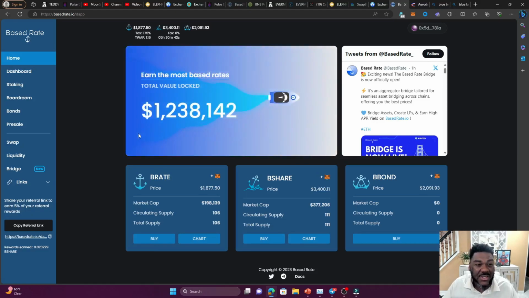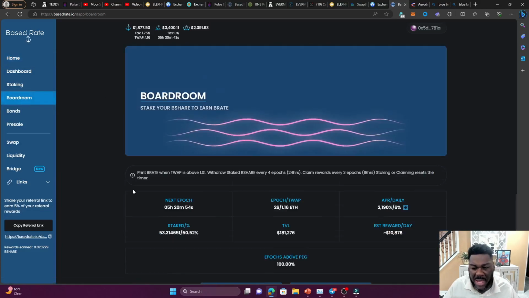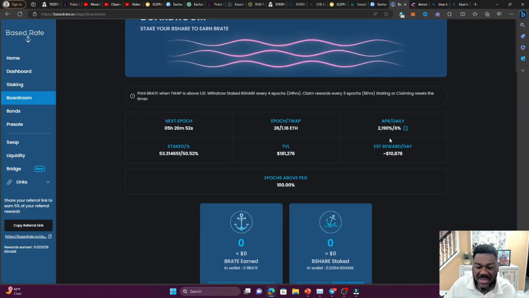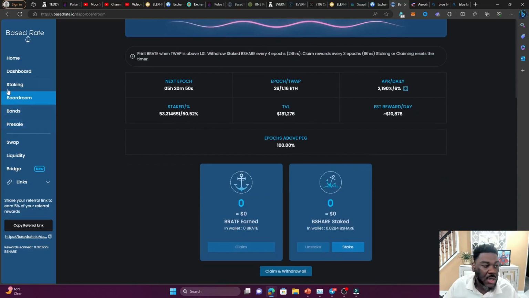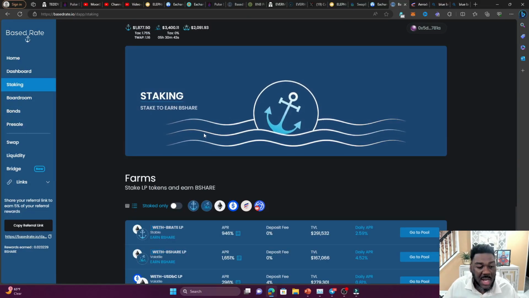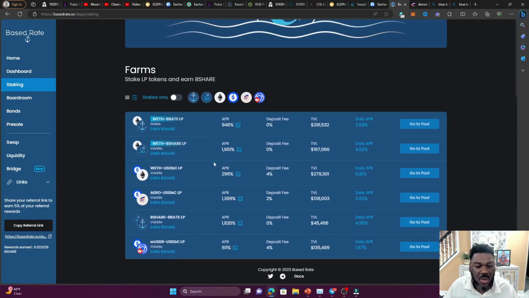We can see that the TWAP is at 1.16. We can see the price of the B-Share is $3,400. And if we go to the boardroom, you are earning 6% a day right here, which is super awesome. Let's talk about the farms over here.